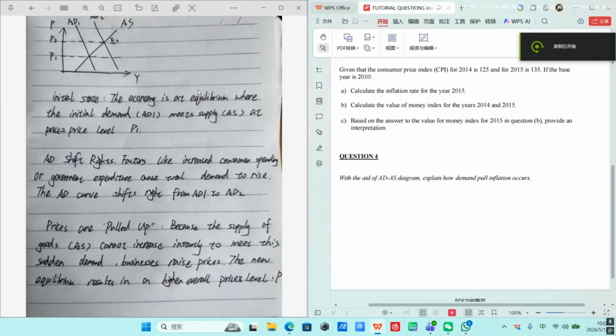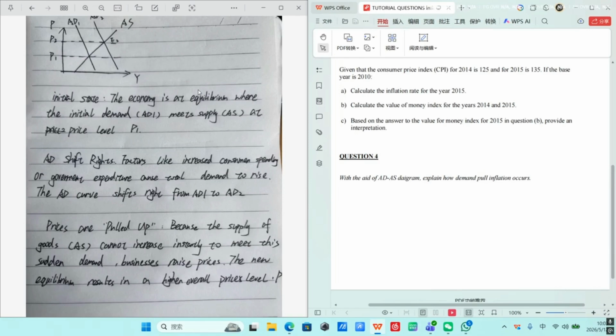Hi everyone, today I will be explaining question 4, which asks us to show how demand pull inflation happens using an AD and AS diagram. If you picture a standard AD and AS graph, we start at an initial equilibrium. This is where our first aggregate demand curve AD1 intersects with aggregate supply AS, giving us a starting price level of P1. Now imagine consumers suddenly have more money to spend, or government increases spending. This causes the total demand in the economy to increase. On our graph, the AD curve shifts to the right from AD1 to AD2.